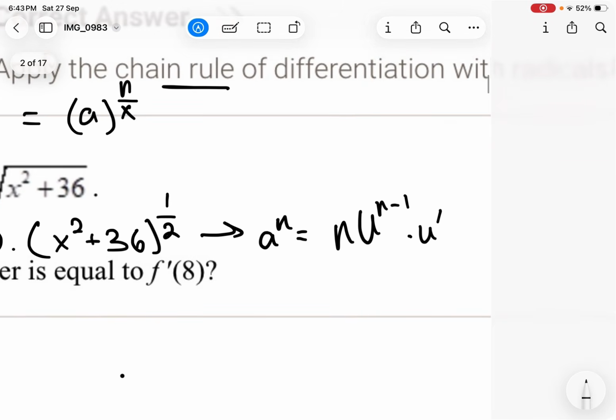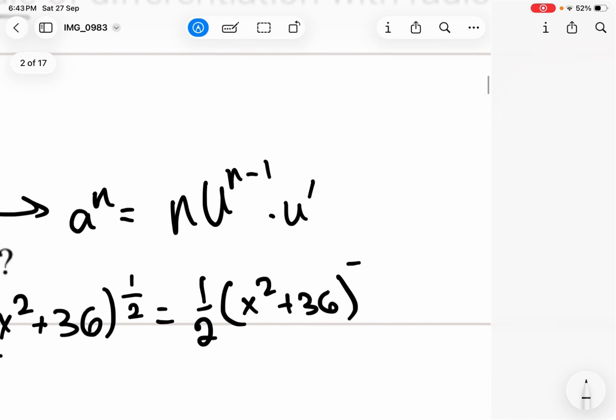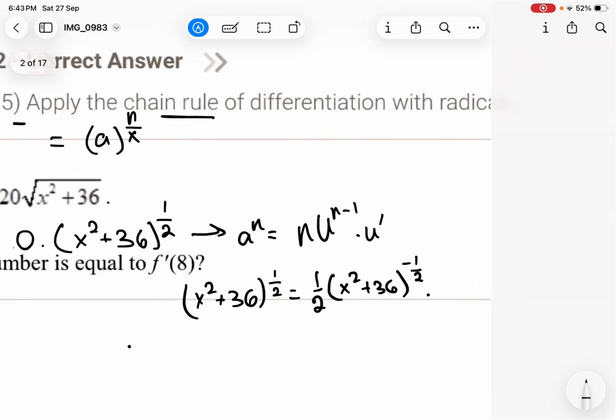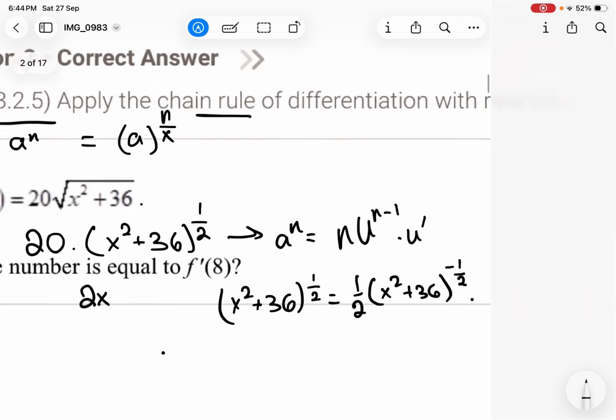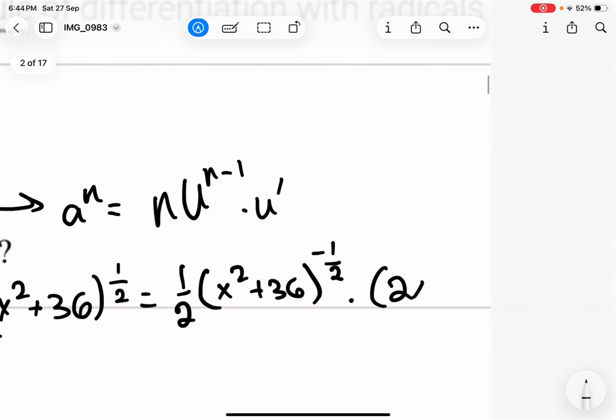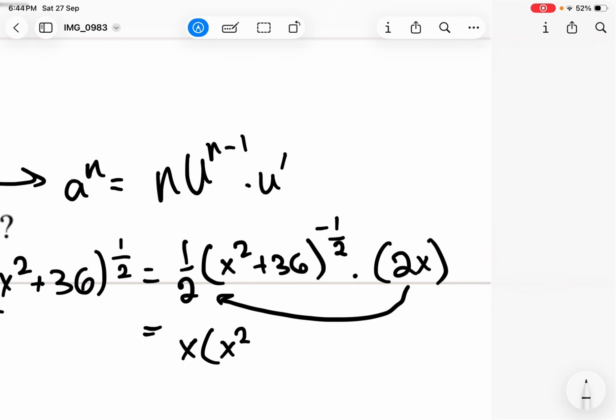So x squared plus 36 to the power of 1 over 2 is equal to n, which is the exponent, 1 over 2, times u, which is x squared plus 36, to the power of 1 over 2 minus 1, which is negative 1 over 2, times u prime, which would be equal to 2x. So it will be times 2x. And then you solve it, you multiply 2x by 1 over 2, and it will be x squared plus 36 to the power of negative 1 over 2.